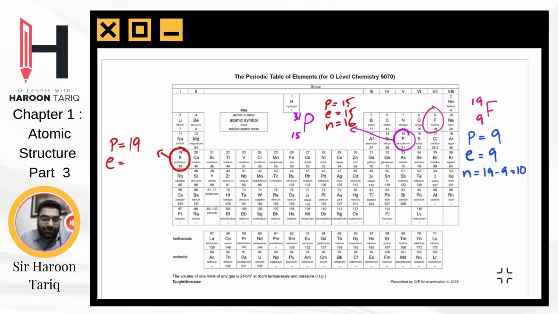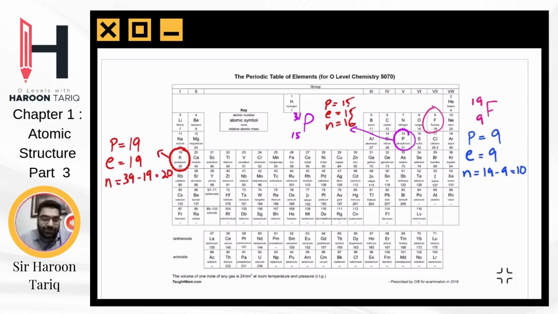The number of electrons will always be the same as the number of protons. They cancel each other out. Not for ions, which we'll discuss later. For now, every atom will have the same number of protons and electrons, 19. The number of neutrons would be 39, the bigger number, minus the smaller number, which is 20.